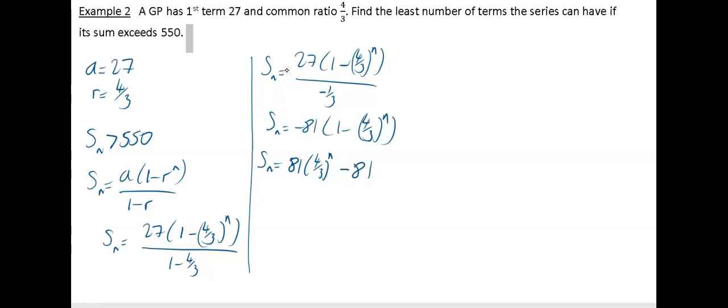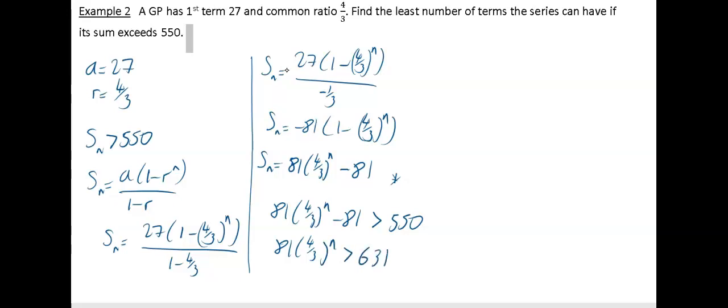Okay, right. Put the brakes on and have a look at the question. It says, find the least number of terms the series can have if its sum exceeds 550. We've now got its sum. We want this thing to exceed 550. So that means 81 times 4 over 3 to the power of n minus 81 has to be greater than 550. So that's what we're looking for. So again, that's going to be 81 times 4 over 3 to the power of n is going to be greater than 631.